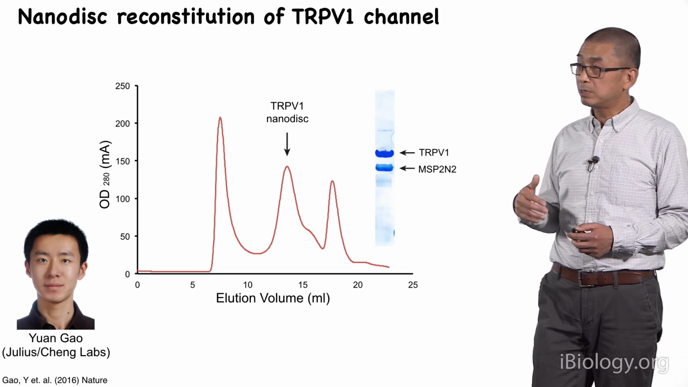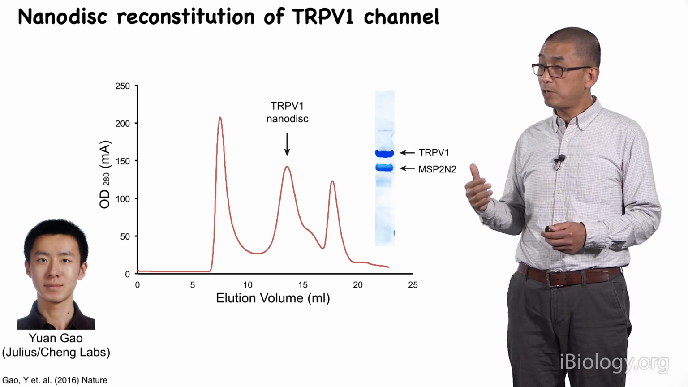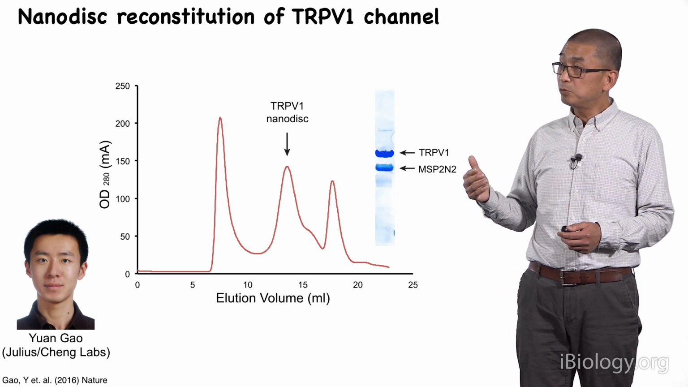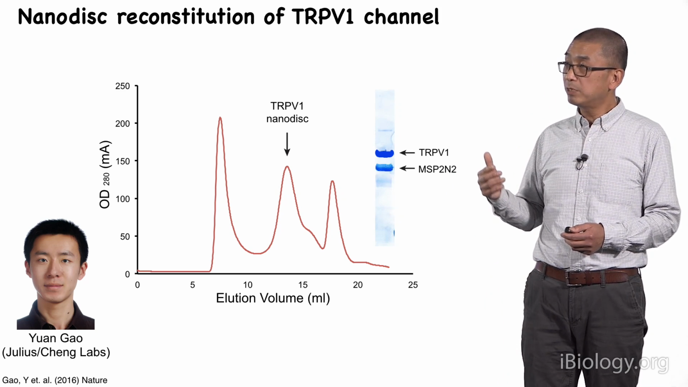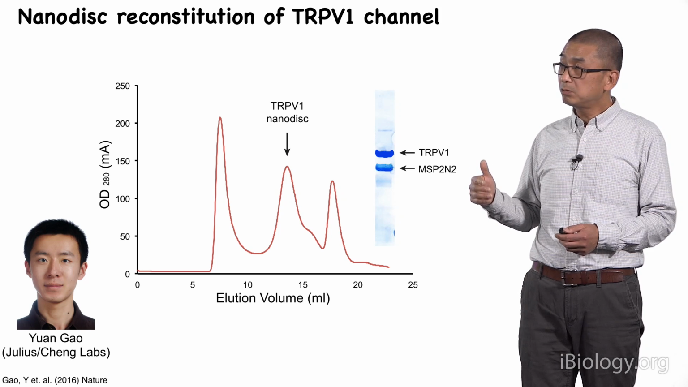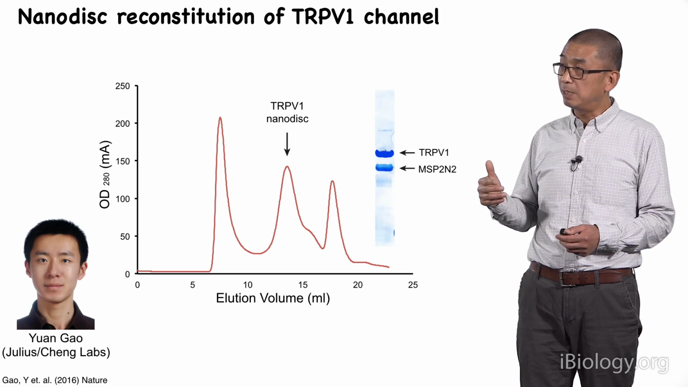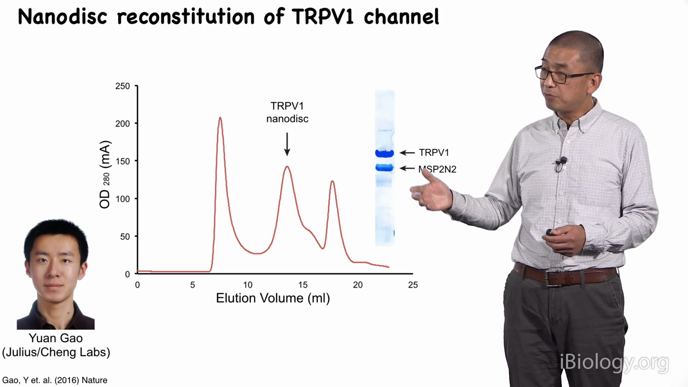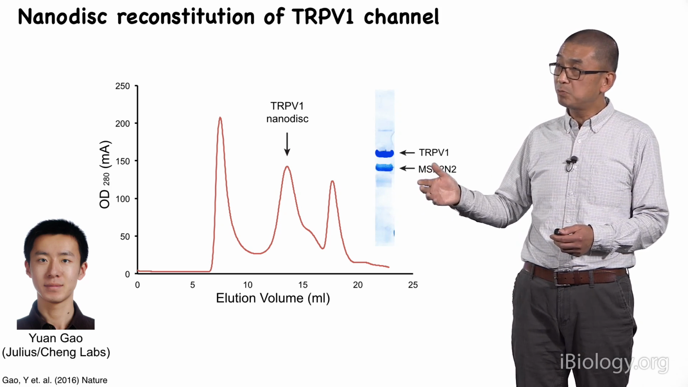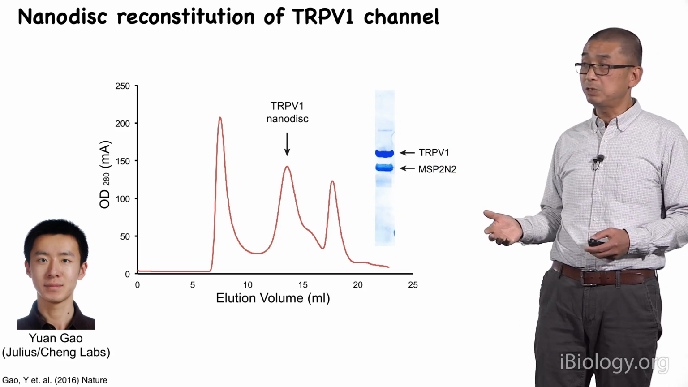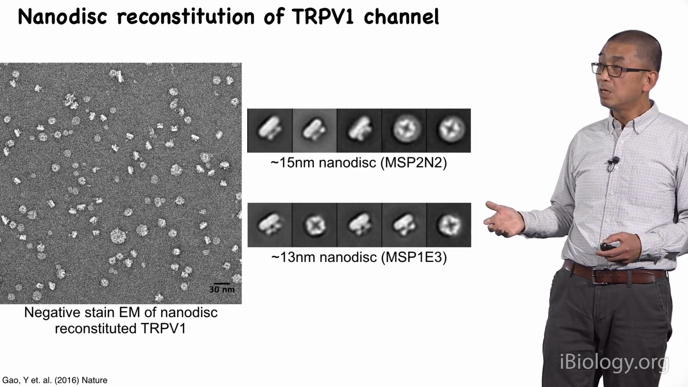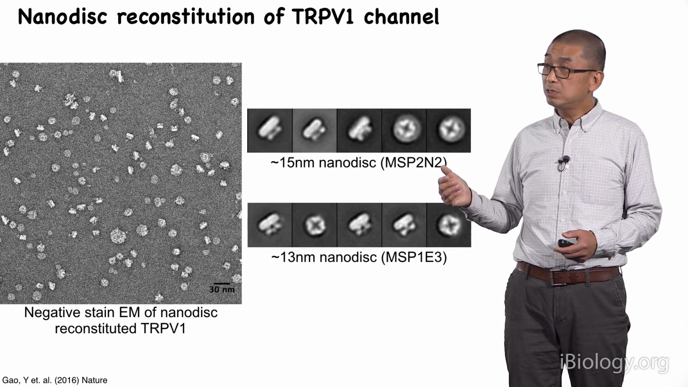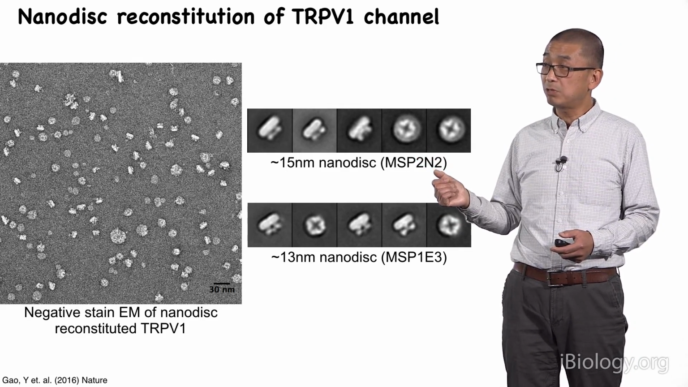And this work was carried out by a very talented joint graduate student, Yuan Gao, from my laboratory and Julia's lab. After a lot of hard work, Yuan was finally able to reconstitute TRPV1 into lipid nanodisc. Shown here is a size exclusion chromatography. Shown in the middle is the peak corresponding to the TRPV1 reconstituted into the lipid nanodisc. If we examine this sample by negative stain EM, one can see that they can indeed reconstitute into nanodisc.